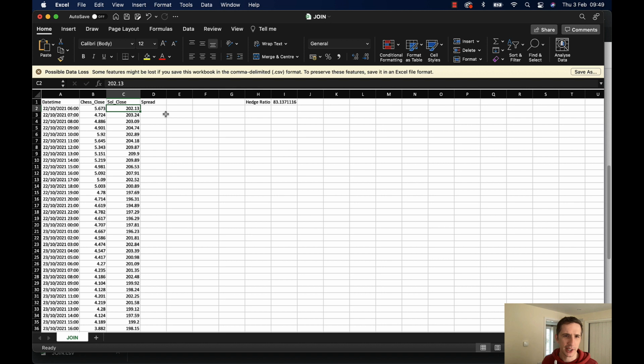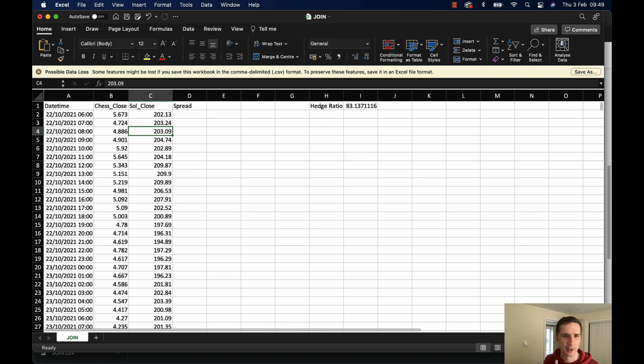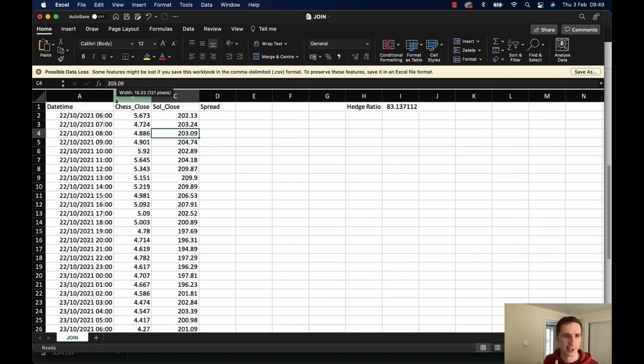And the way I'm going to do it is based on essentially this price here. So the Sol close minus the chess close times the hedge ratio. And I'll do this in brackets so you understand what's going on. And in fact, let me zoom in here, just so it's easier to see what's actually going on here.